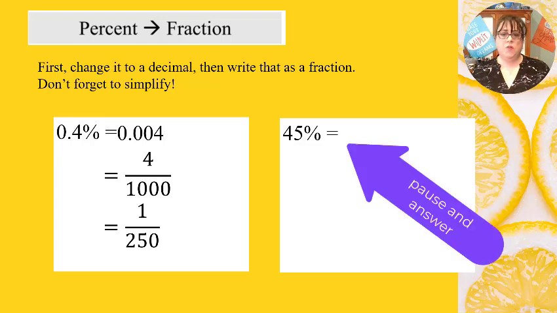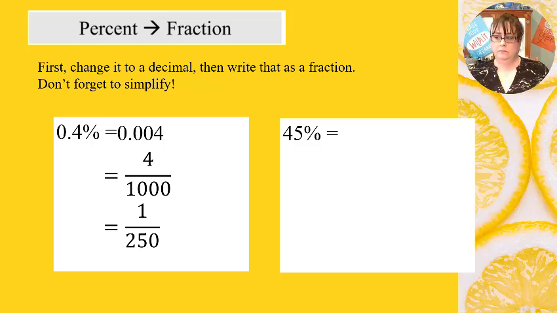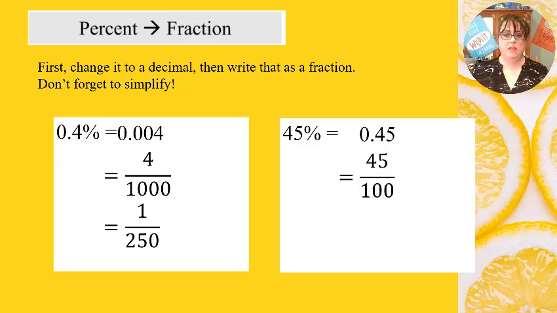Okay, the last one, 45%. Go ahead and try that on your own, and then we'll go ahead and check your answer. So you should have gotten 45 hundredths as your decimal, so 45 over 100, and then those are both divisible by 5, and you get 9/20ths.